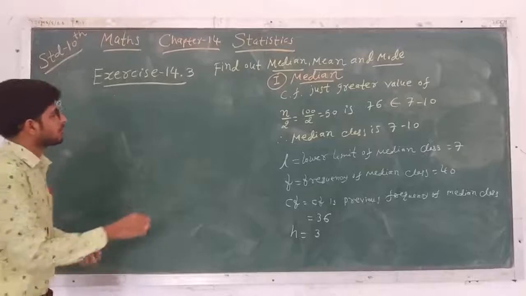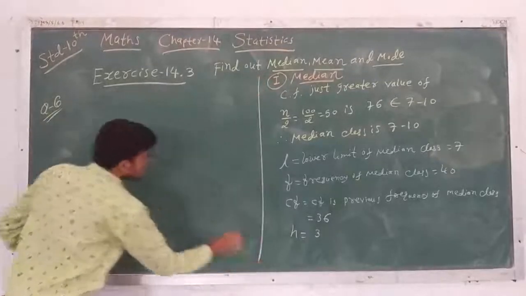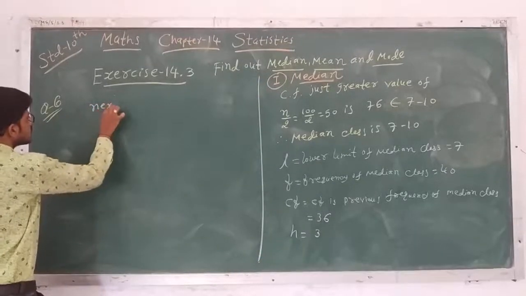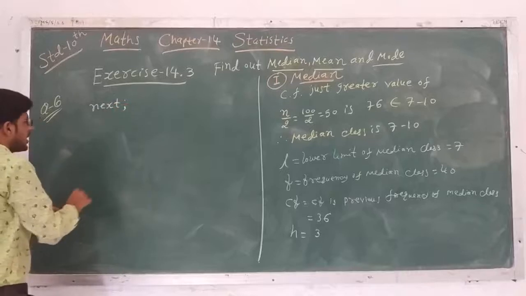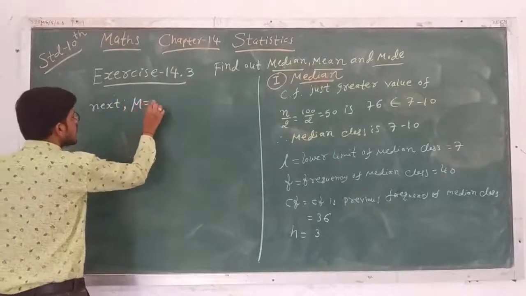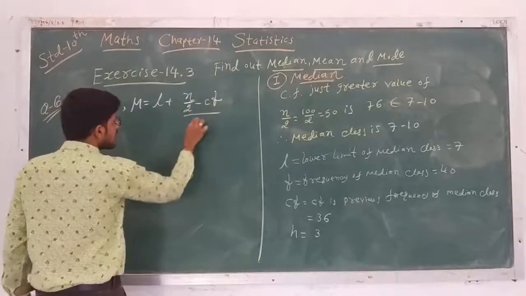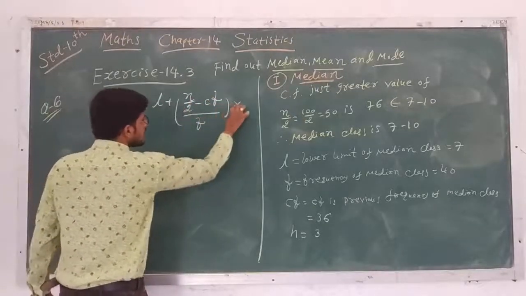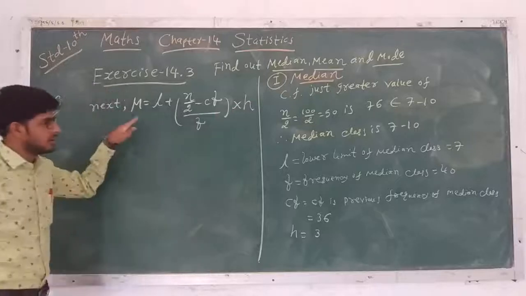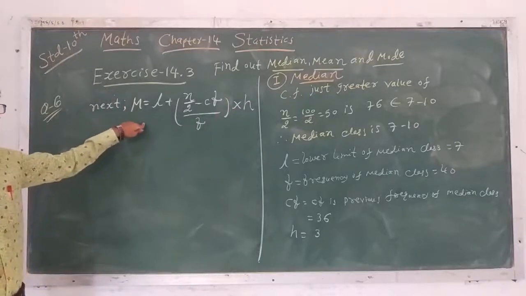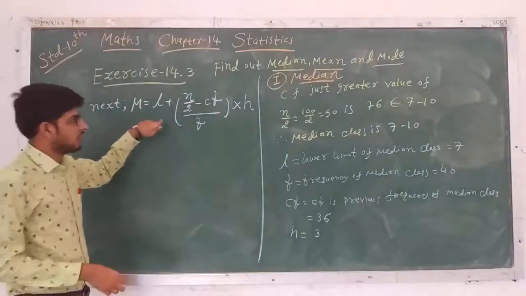Okay. So next, the median is equal to L plus (N by 2 minus CF) divided by F, multiplied by H. It is the formula for finding median in grouped data. Okay, keep in mind, for grouped data.